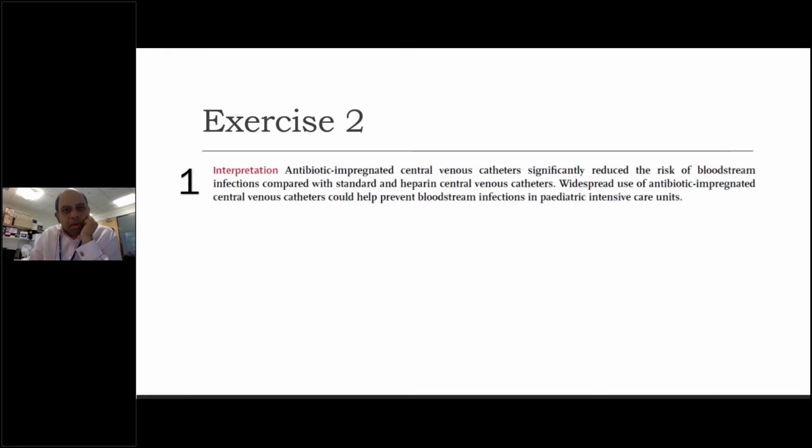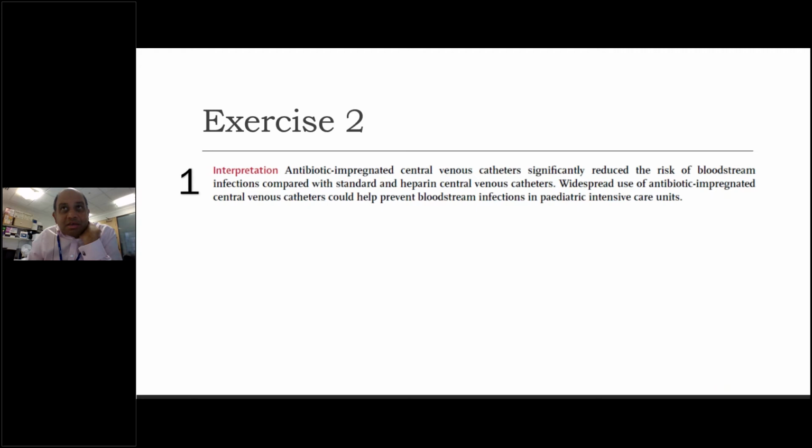Exactly. So what I wanted to show you here is that a randomized trial does not necessarily always mean comparing A versus B. It could be A versus B versus C. And what you're seeing is antibiotic catheters compared to standard catheters, i.e. nothing, or heparin bonded catheters. So this is an A versus B versus C trial.